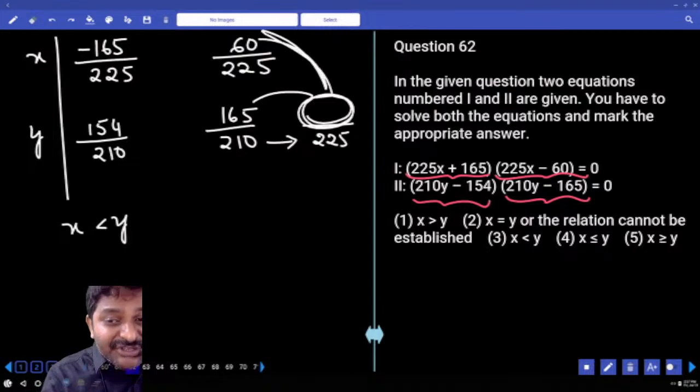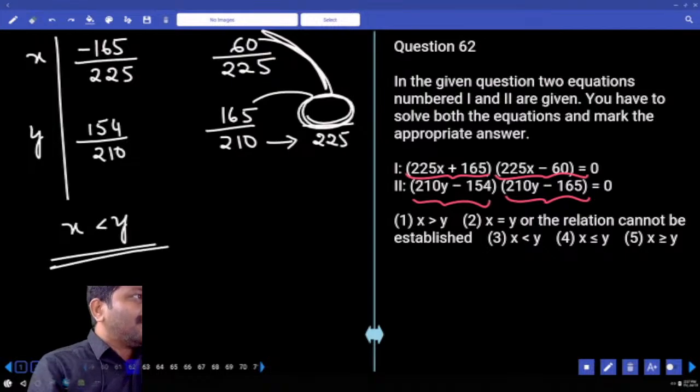Now if you observe, which is more, x more or y more? Y more. So what is your final answer? X less than y. You don't have to go for exact answer.